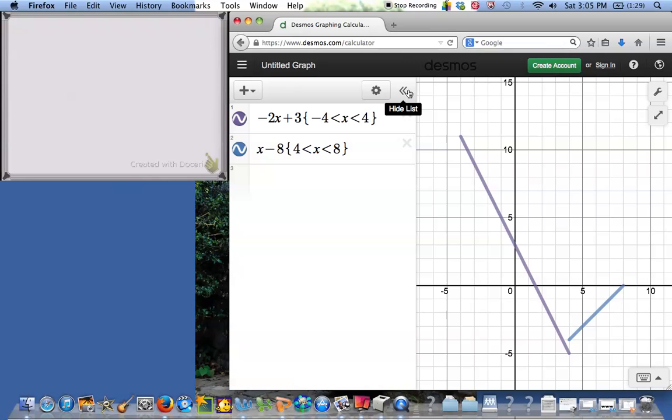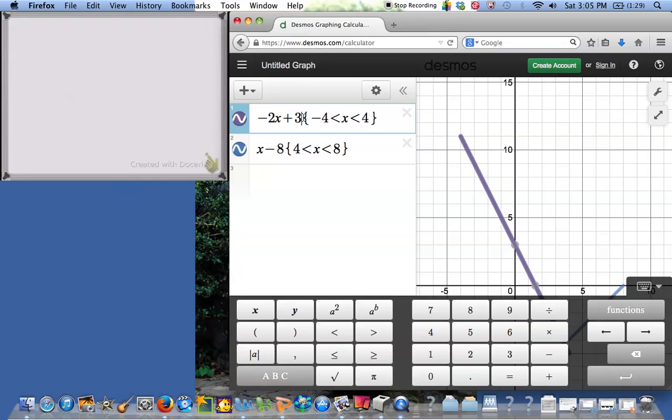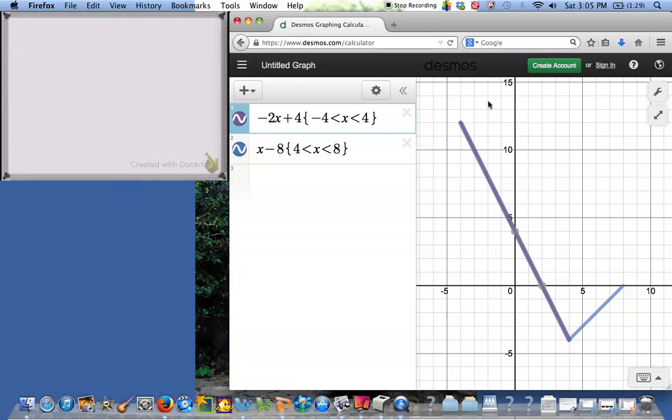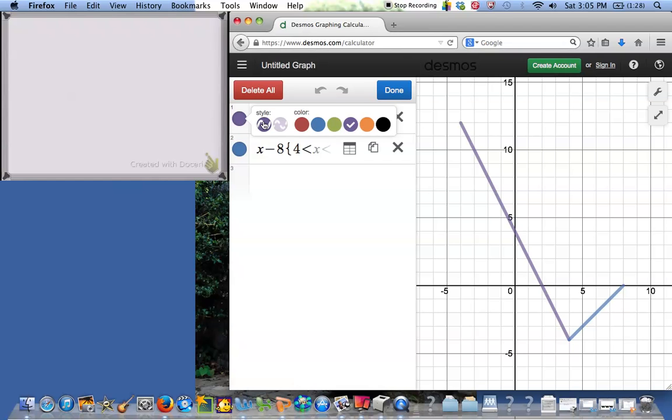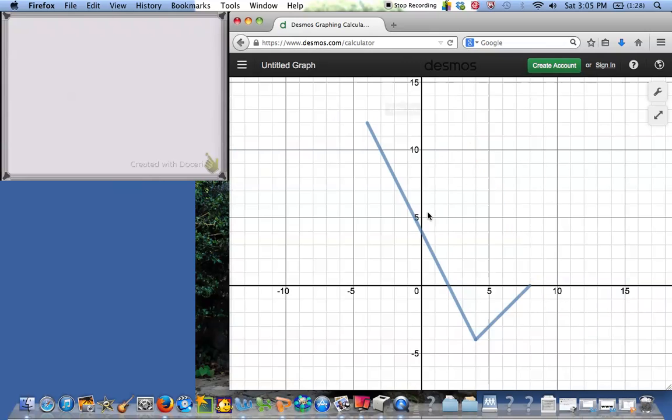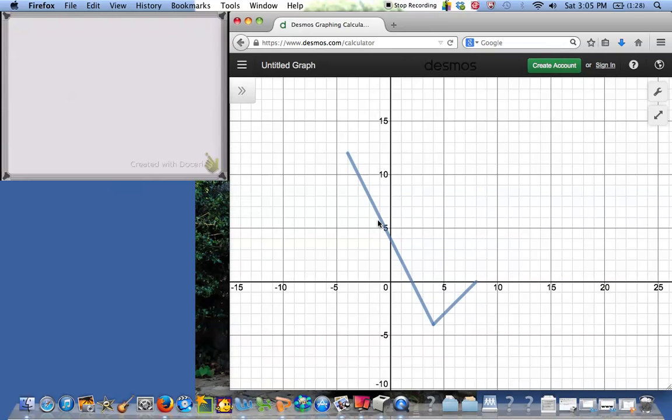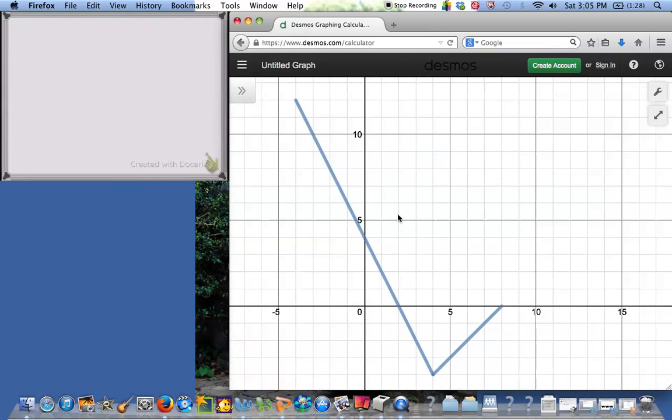So as you can see, let's make this plus 4. There we go, now they meet. So let's change the colors here. If you go to settings, we can change these both to the same color. So now we have this continuous curve. The domain and range is a little trickier on this one.